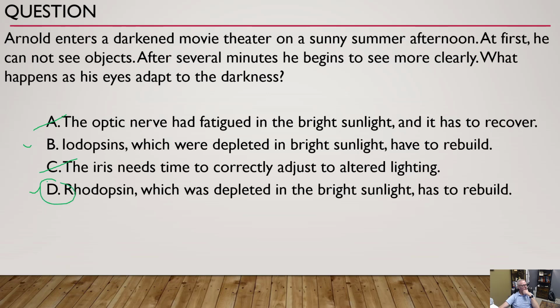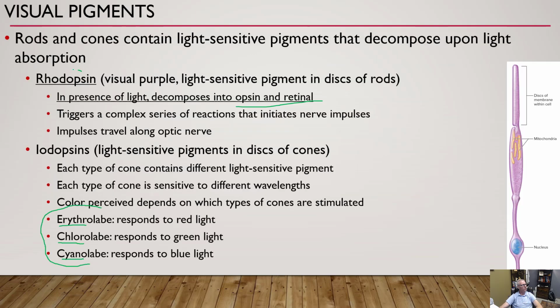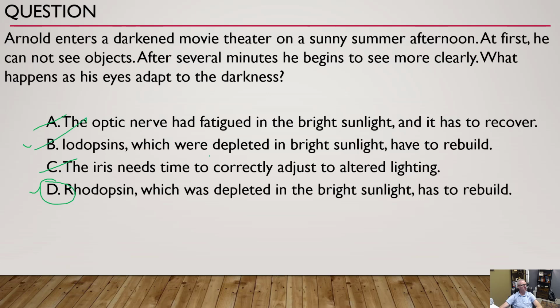So the answer is going to be D, because rhodopsin, remember, gets depleted into opsin and retinol. So here, iodopsins, those are what helps us see color. So that's why B is going to be out.